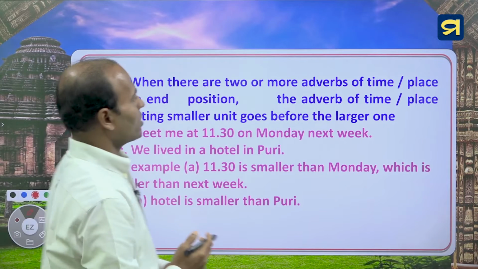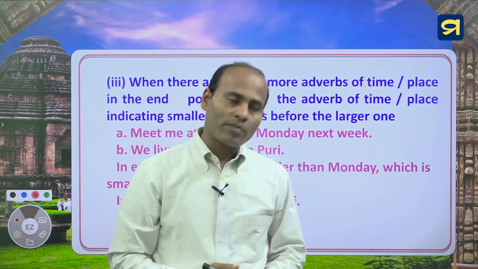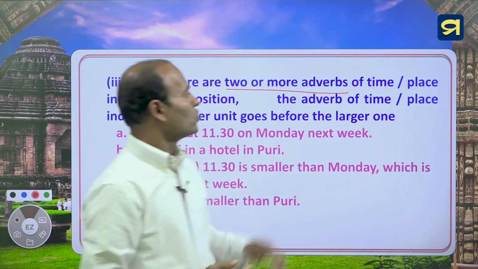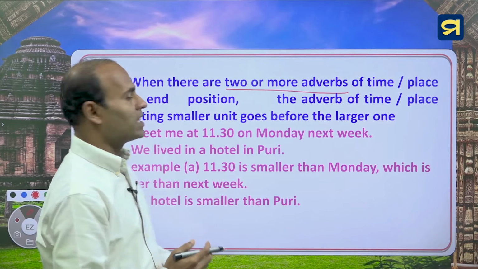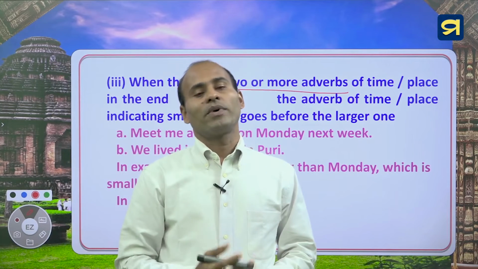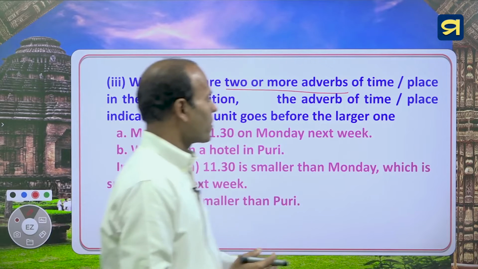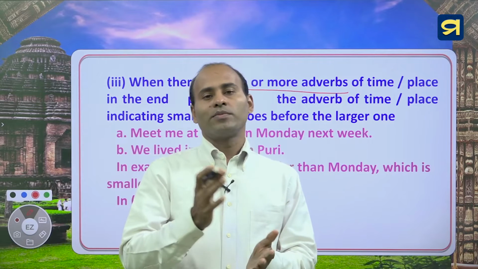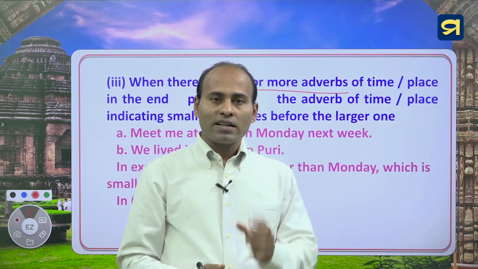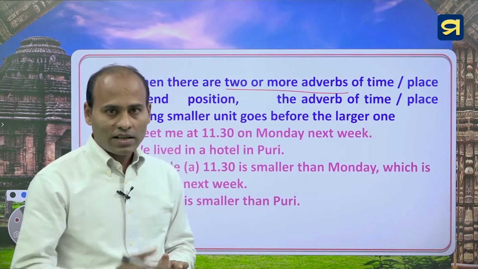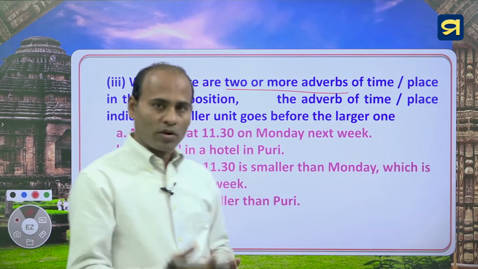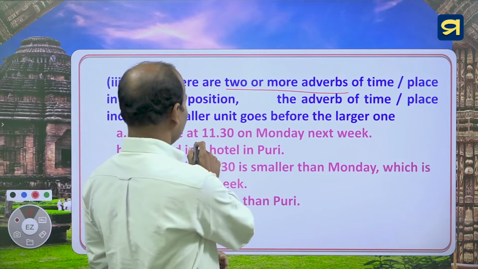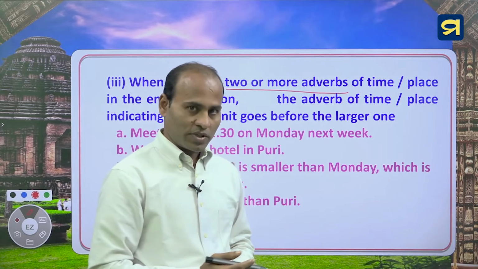Now we will see that if there are two or more adverbs of time or place, remember, two or more adverbs of time or place in the end position, what will happen to the order of the adverbs? Then the adverbs will be arranged in such a manner that the smaller unit will come first and the larger units will follow them. See here, meet me at 11 on Monday next week.